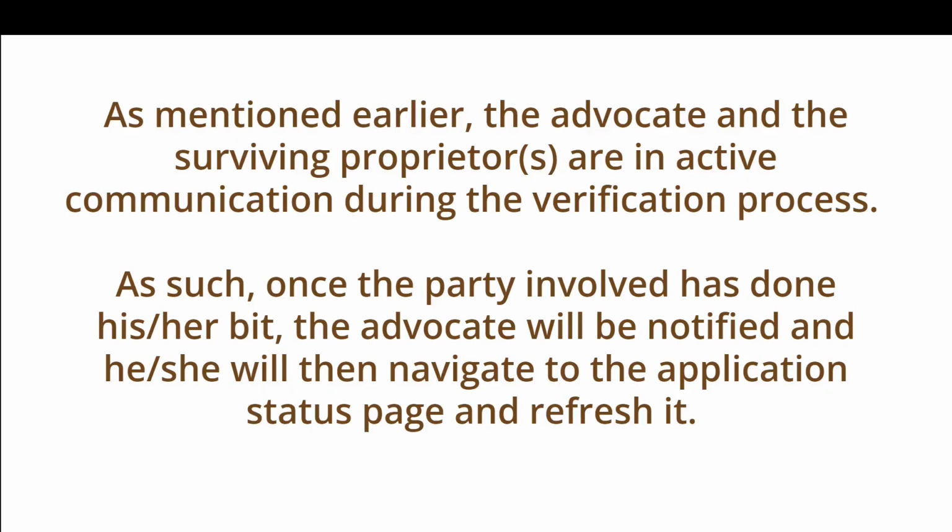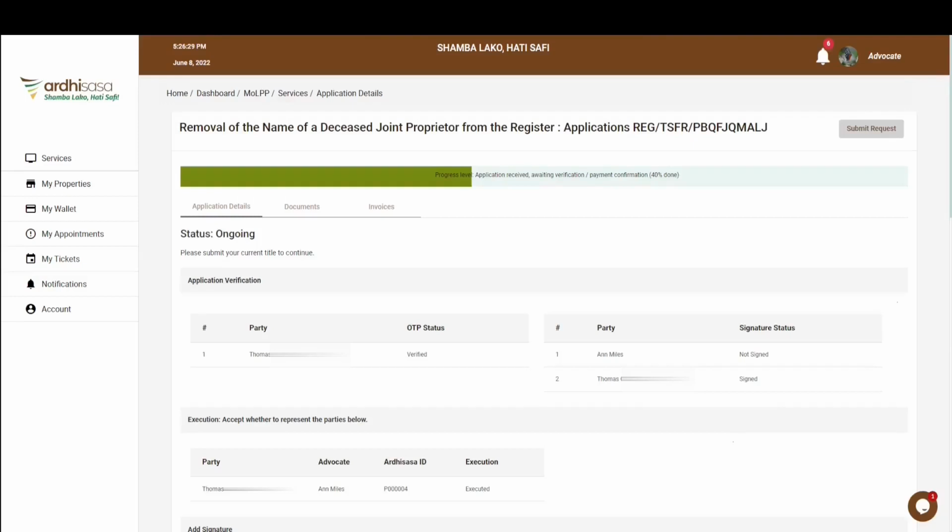Yes. As mentioned earlier, the advocate and the surviving proprietor or proprietors are in active communication during the verification process. As such, once the party involved has done his or her bit, the advocate will be notified and he or she will navigate to the application status page and refresh it. So once the surviving proprietor or proprietors has consented, for you as an advocate on your screen under the application verification section, you'll see the status on verification by the involved party under the OTP status, and you'll also see the signature status as well.